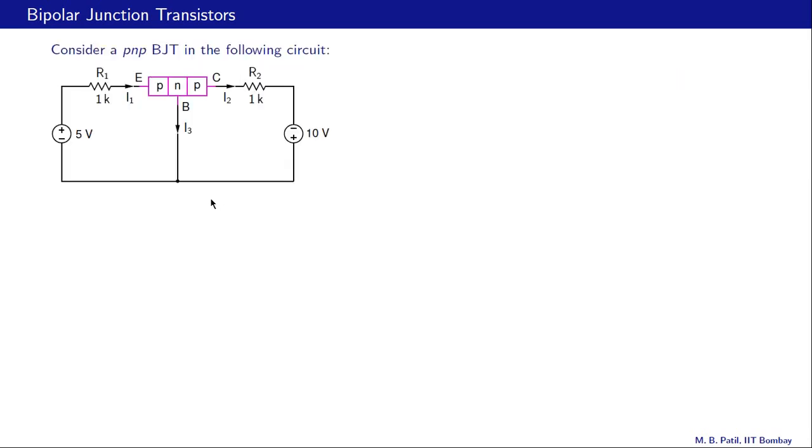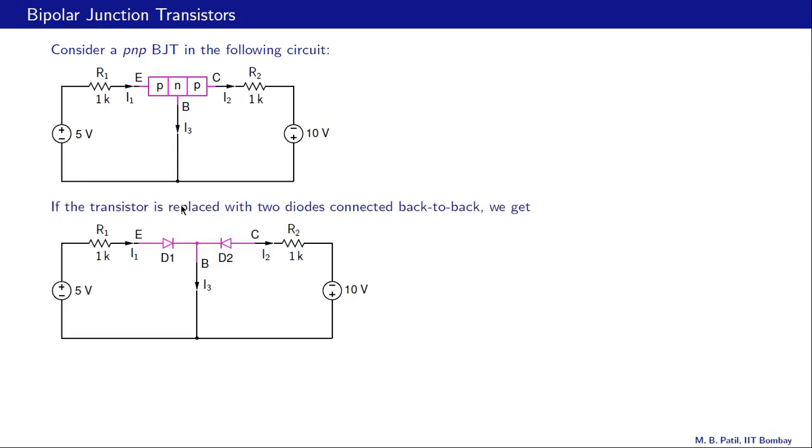Let us look at this simple circuit involving a PNP transistor. Let's replace the transistor with two diodes connected back to back like we were discussing. So here is one diode PN, that is D1. Here is another diode PN, again D2, and their N ends are connected together like here. Now let us find I1, I2 and I3 in this situation.